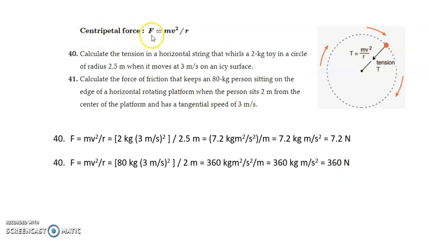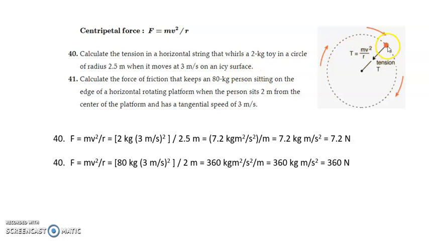Centripetal force, represented by F here, sometimes F subscript C, is equal to mv squared over r, where m stands for mass in kilograms, v stands for speed in meters per second, and r is the radius. So for problem 40, we're asked to find the tension in a horizontal string that whirls a 2-kilogram toy in a circle of radius 2.5 meters when it moves at 3 meters per second on an icy surface.